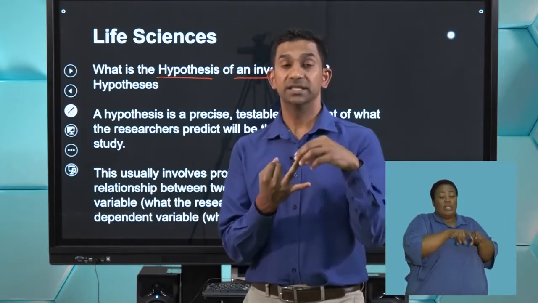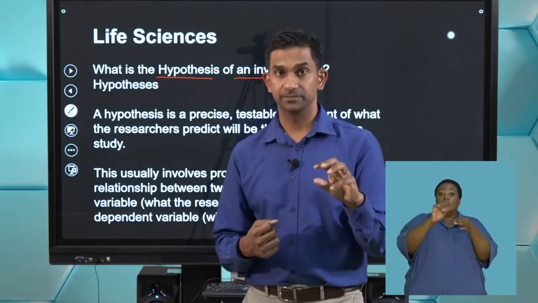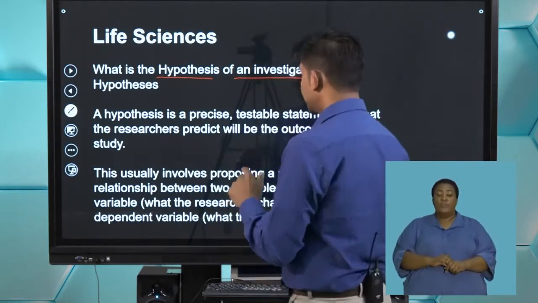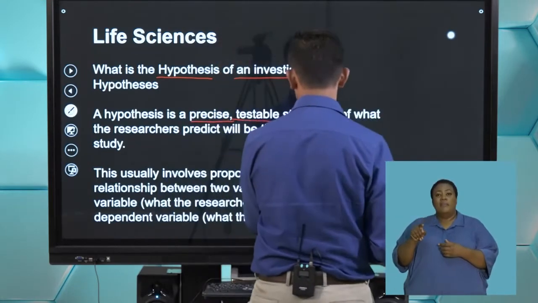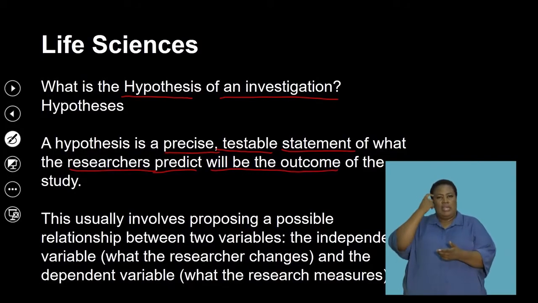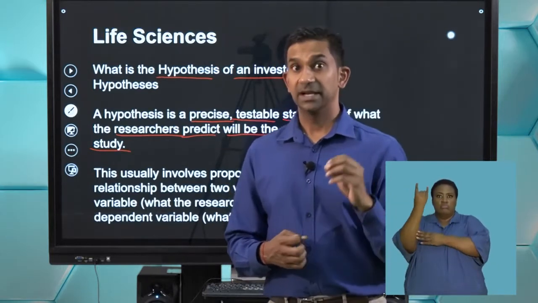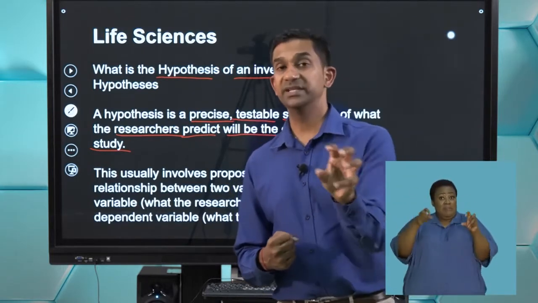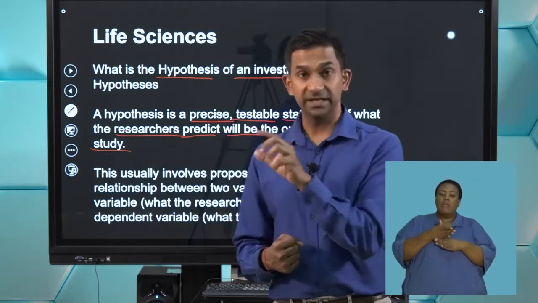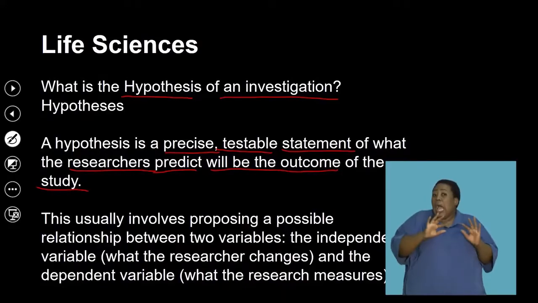It should include the dependent variable, and it needs to link to the research question. So a hypothesis is a precise, testable statement of what the researcher predicts will be the outcome of the study. So my prediction is that plants will grow upwards towards the light and increase in height. That's a testable statement. We would need to work around an aim and then a method to test that. So that's a statement that I predict that plants will grow upwards.